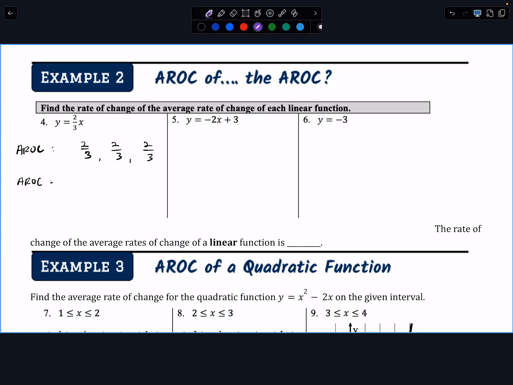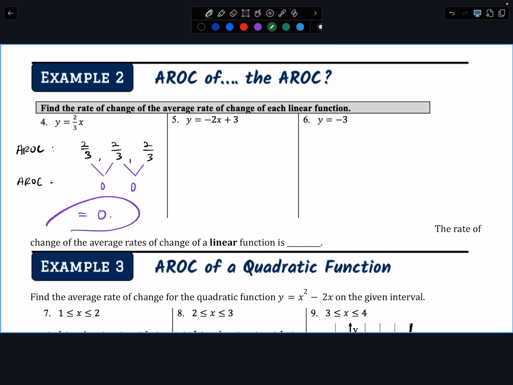But what I'm asking you guys is, I want you to look at these 2 numbers and then look at these 2 numbers. How did this change at all? Not a trick question. Did it change at all? So to get from here to here, what am I adding or subtracting? 0. And also 0. So what is the rate of change of the rate of change? It would be 0. Because it's always going to be 2/3.